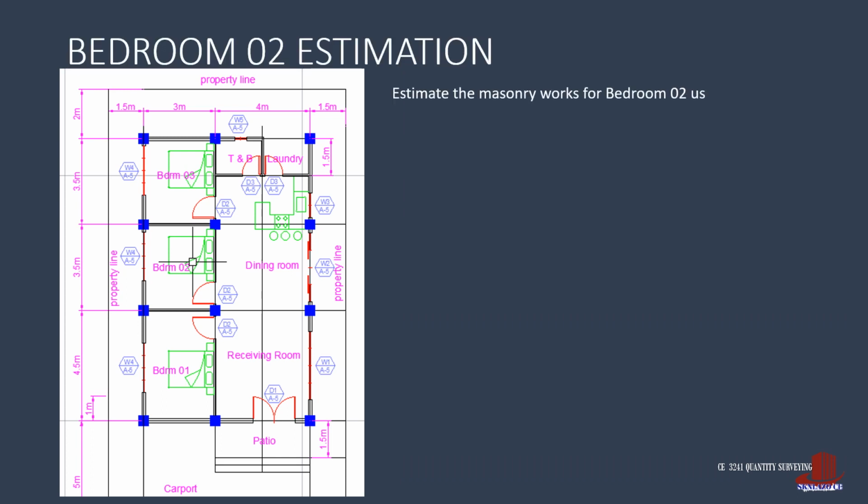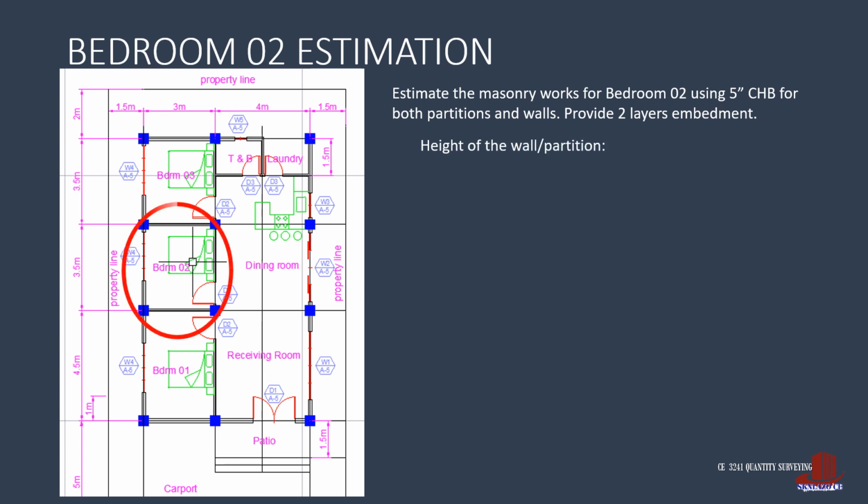The first task is to estimate the masonry works for bedroom 2 using 5 inches CHB for both partitions and walls. It is instructed to provide 2 layers embedment. Estimating masonry works involves computing areas, and to determine areas, length and height are required. For the height of both the wall and partition, consider taking the specification of a floor-to-floor height of 3 meters.